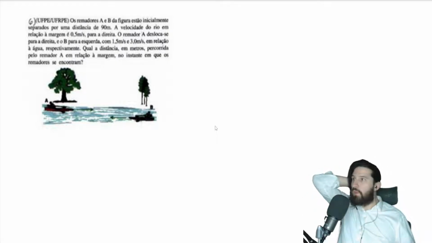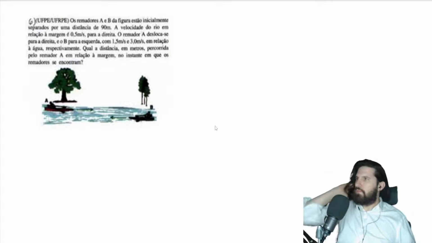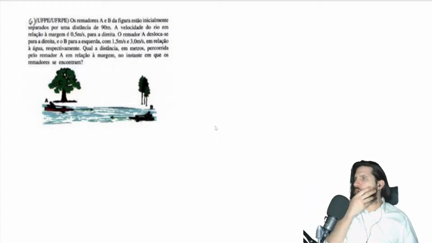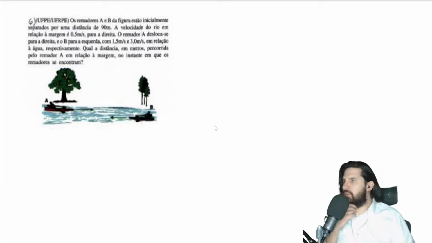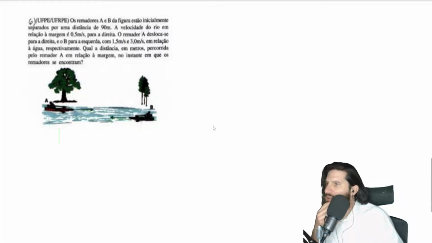Okay. So, let's see. This one might be a little tougher. This is a little longer. There's a separation between A and B that is 90 meters. And there's two boats each going in each direction. So this is 90 meters, it looks like.